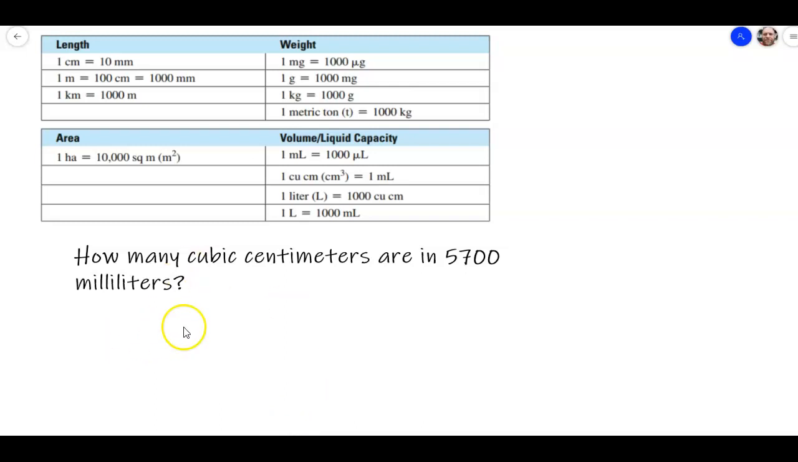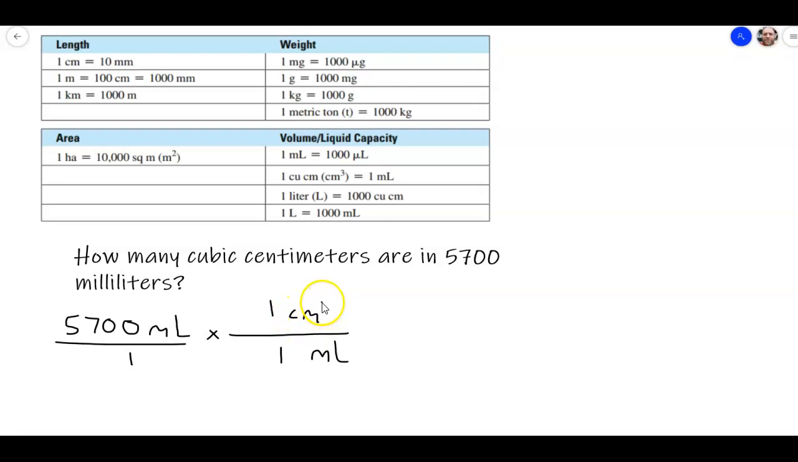All right, so once again, we're going to start with our known amount, the 5,700 milliliters, and you can write that as little m, big L. And we want to convert those milliliters into cubic centimeters, so we need milliliters on the bottom over here so they cancel out. And let's see if we have a conversion. So 1 milliliter is equal to 1 cubic centimeter. So that's the one I'm going to use: 1 milliliter is equal to 1 cubic centimeter.